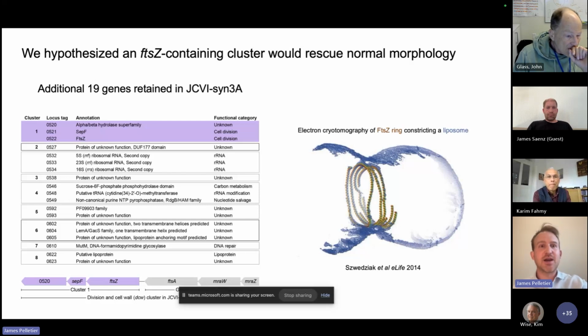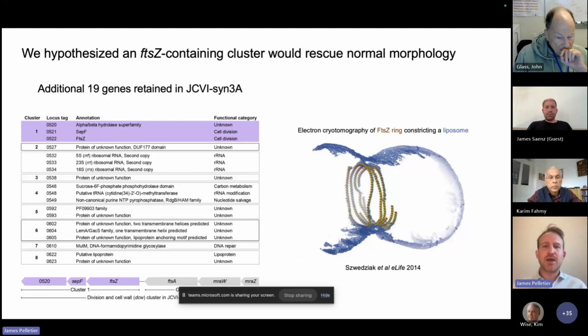And the first cluster that caught our eye was this cluster that includes the bacterial tubulin homolog FtsZ, as in Karim's last slide. This forms filaments that often localize at the division site. It's highly conserved in bacteria, and it participates in cell division in most bacterial species. In many bacterial species that have a cell wall, it coordinates peptidoglycan synthesis. Of course, the mycoplasmas don't have a peptidoglycan cell wall, but it's still retained in mycoplasmas, and it participates in cell division.